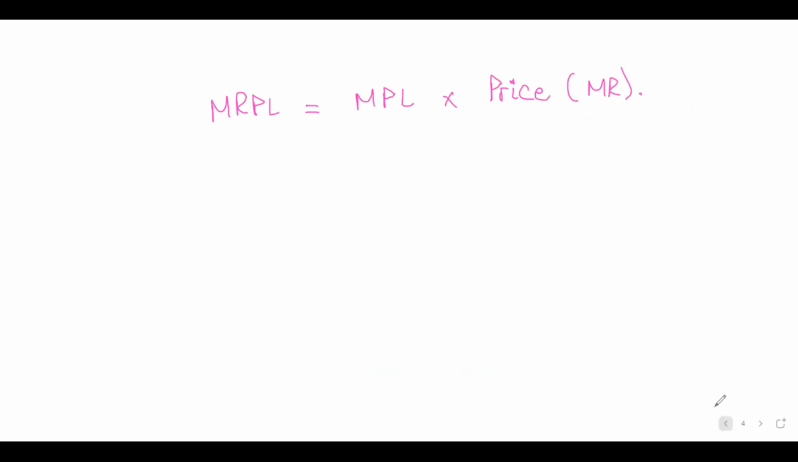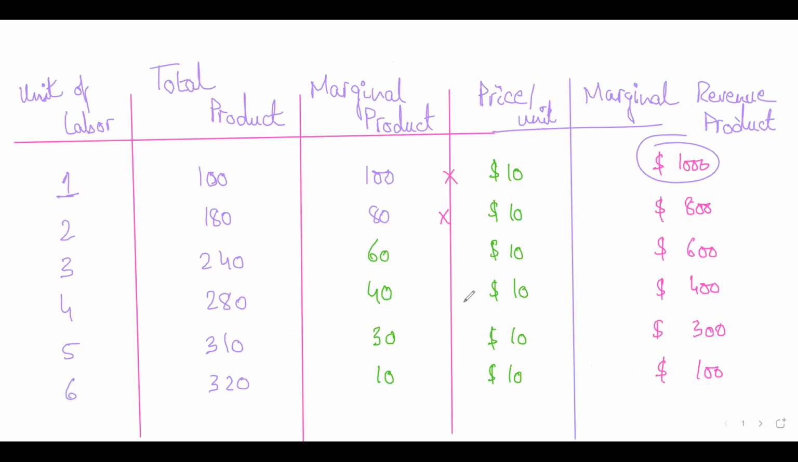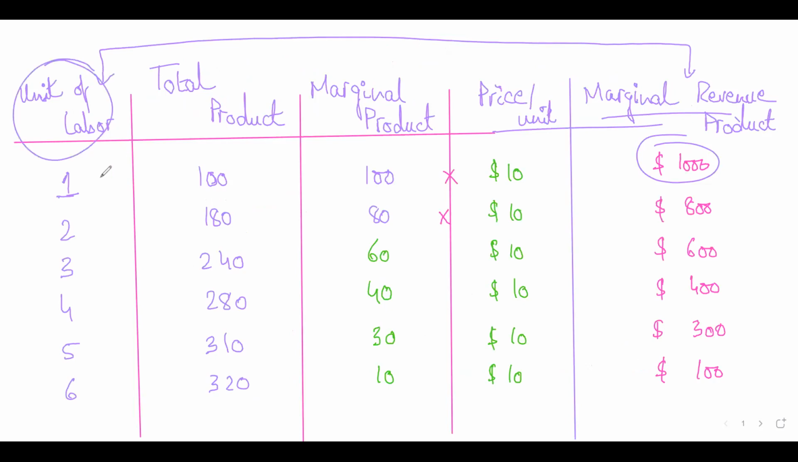This is making sense. Amna, Mubin, is everything clear? So when you calculate this table and you calculate the marginal revenue product of labor, then how do you construct the labor demand curve? You construct the labor demand curve by plotting these 2 columns. You plot unit of labor on the x-axis, and you plot the marginal revenue product of labor on the y-axis. Is everything clear so far?